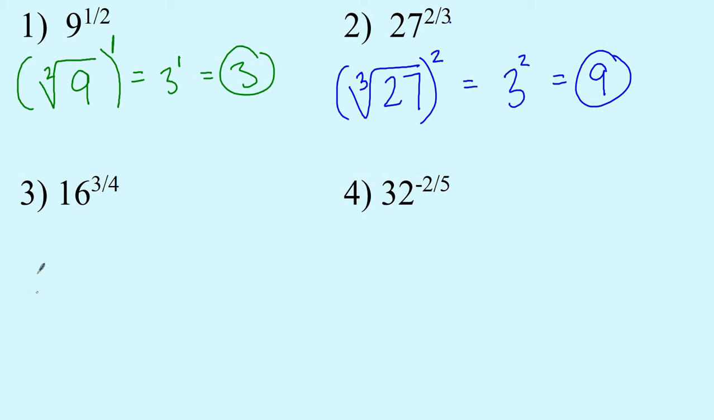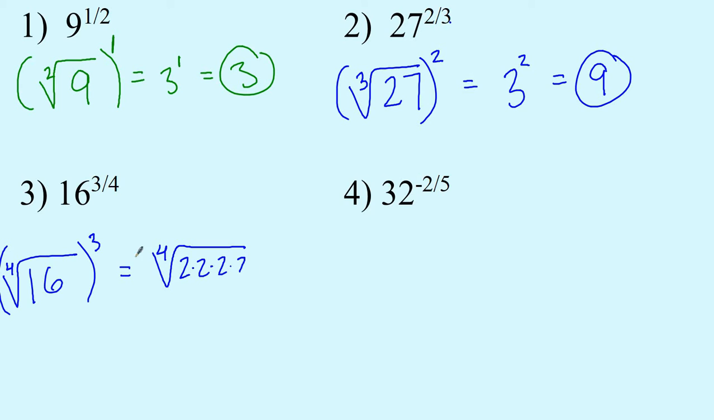Number 3. Right, 16 large. 3 is the power. 4 is the index. The fourth root of 16 is 2. Okay, if you're unsure of that, just break 16 down. That's 2 times 2 times 2 times 2. Okay, so now that I have four 2's, the house rule, so we get 2 cubed. So that's 8.